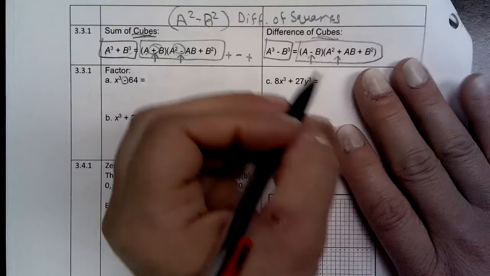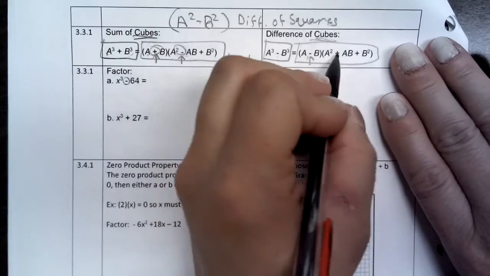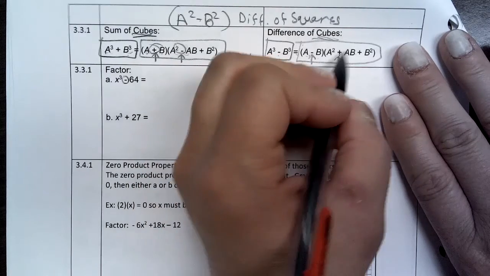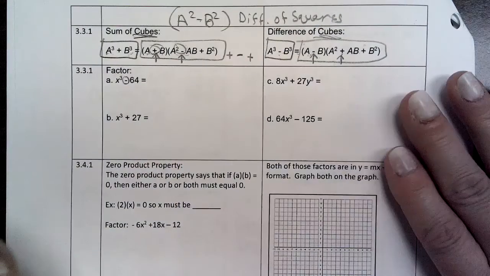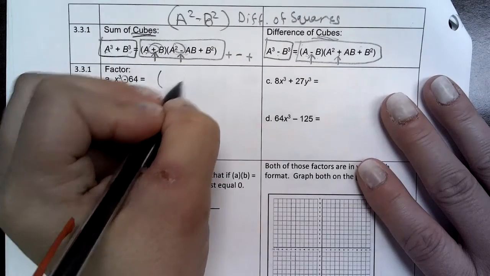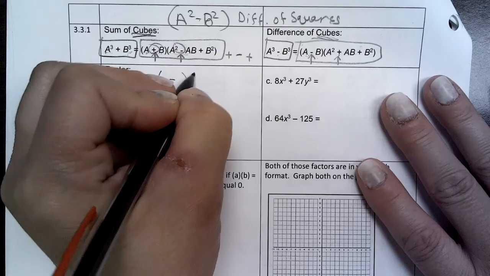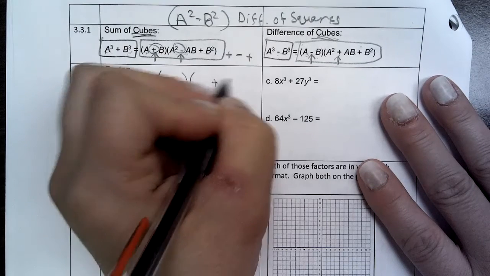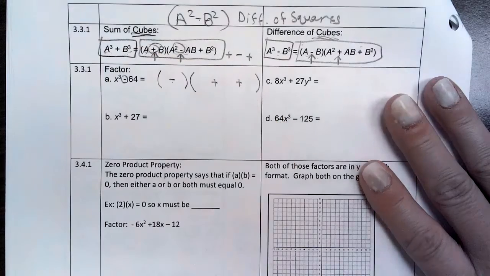Okay, and then if it's a minus, then it starts as a minus, and then these two signs are the same. So these two are always different. The last one is always a plus. Okay, so I'm going to go ahead and write my signs in here just so that I have them in there. So this one's a minus. That means this one's a plus, and the last one is always a plus.